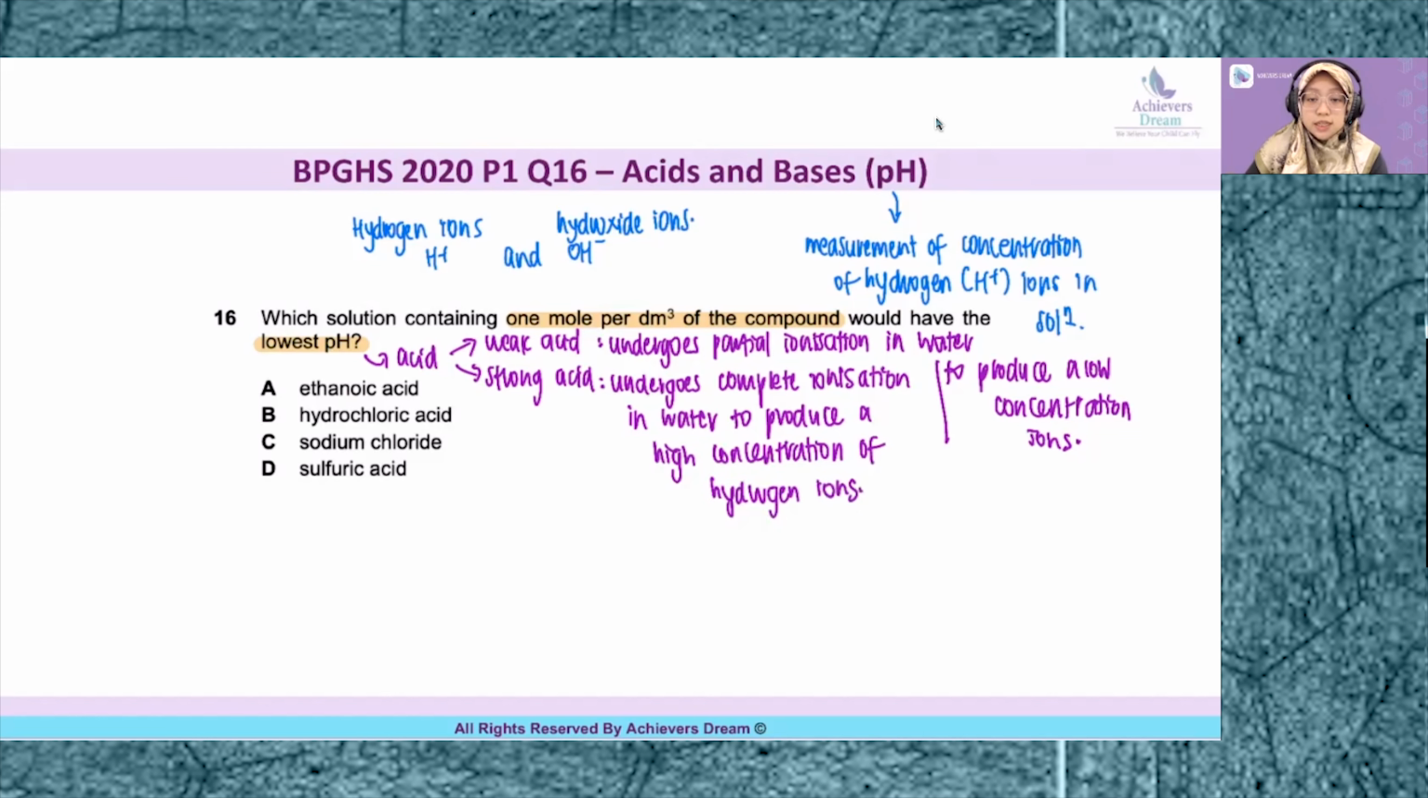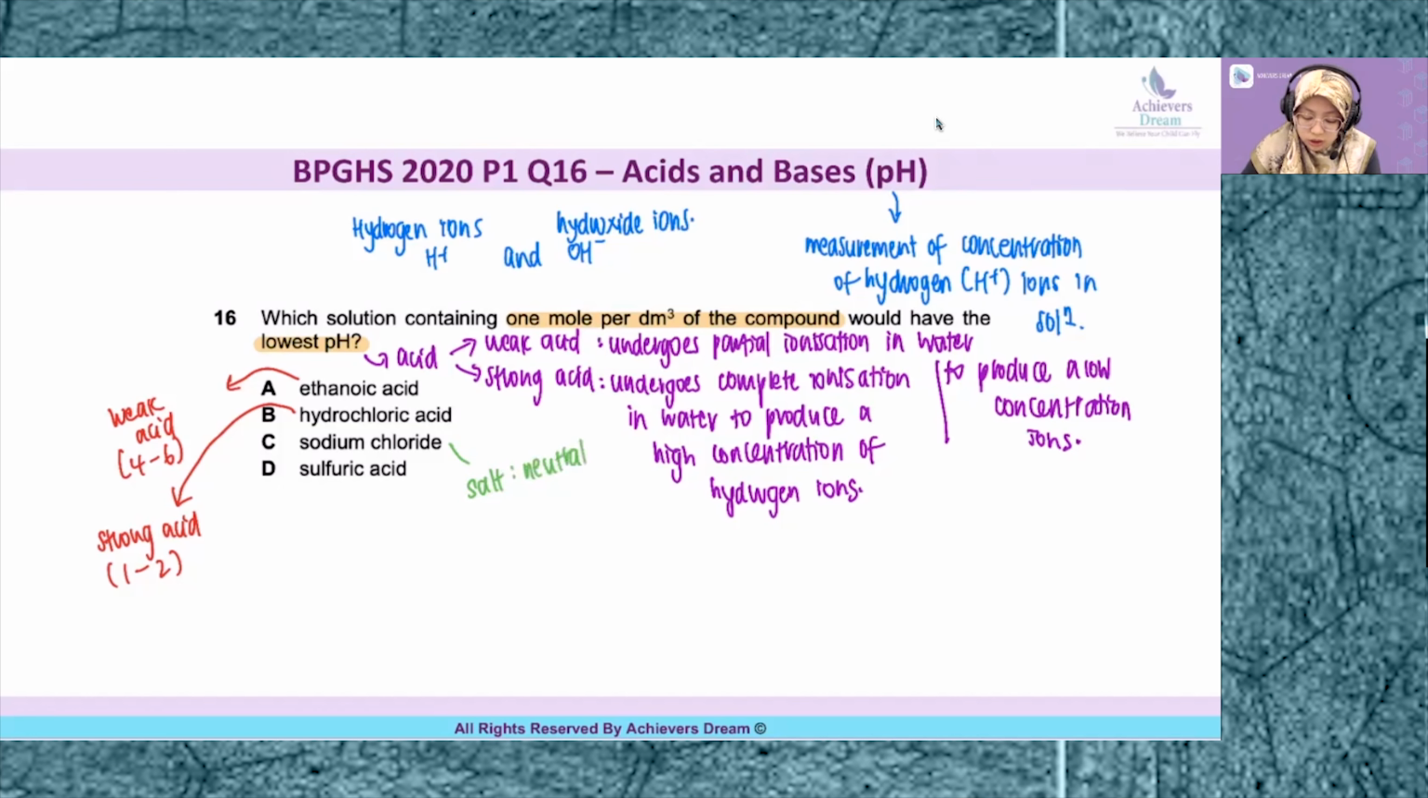We have ethanoic acid. Ethanoic acid is your weak acid. A weak acid will give a pH of about 4 to 6. Hydrochloric acid is a strong acid. A strong acid will give a pH of around 1 to 2. Sodium chloride is your salt. Salt is a neutral substance, so in solution it will give pH equals 7.